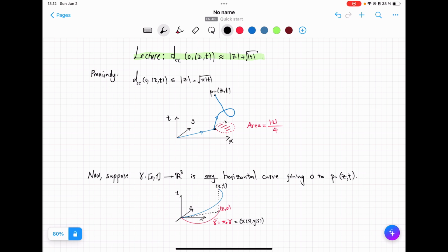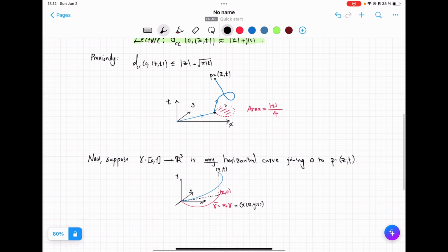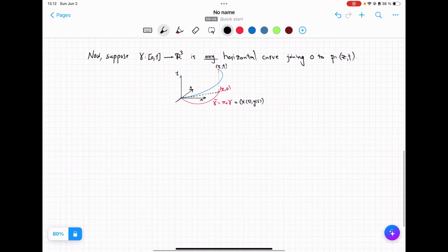Now, in order to show that the distance is not much smaller than this quantity, we have to start with an arbitrary horizontal curve joining 0 to p, and then give a lower bound comparable to absolute value z plus the square root of t. So suppose gamma is some horizontal curve from 0 to p, and denote its projection by gamma bar and write it in coordinates in x as x and y functions.